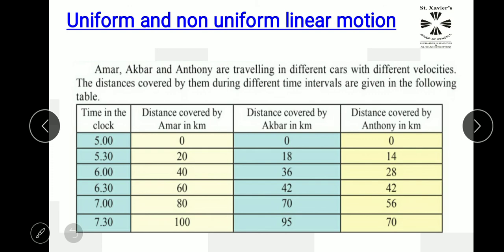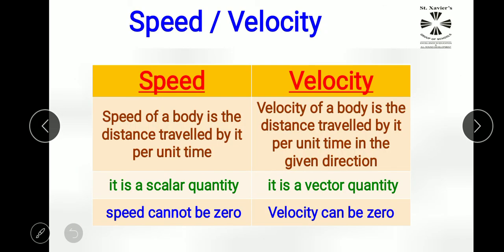Uniform and non-uniform linear motion we are going to continue with in the next lecture. For today's lecture I'll stop here, and thank you for the day, students. In the next lecture we'll learn uniform and non-uniform linear motion. Also we'll talk about speed and velocity related formulas, and we'll solve a few sums based on speed and velocity.